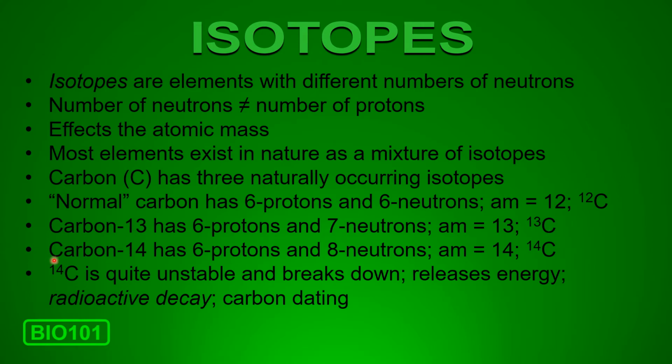Now, carbon 14 has 6 protons, that never changes, but we need to get up to atomic mass of 14, so 8 neutrons. There it is, atomic mass 14. We denote that with the chemical symbol C, on the left side, superscript 14. You can also write it as carbon 14 like this.